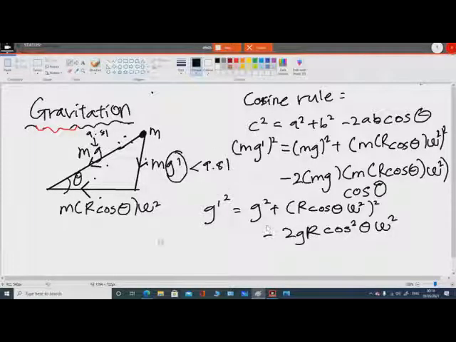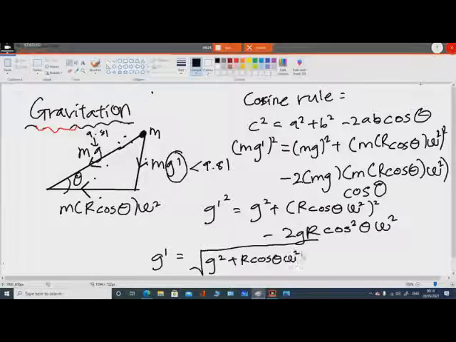Alright, so we square root here. So this one will be g plus r cos theta omega squared, bracket squared, minus 2gr cos squared theta.